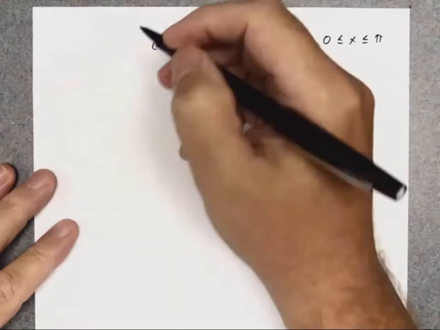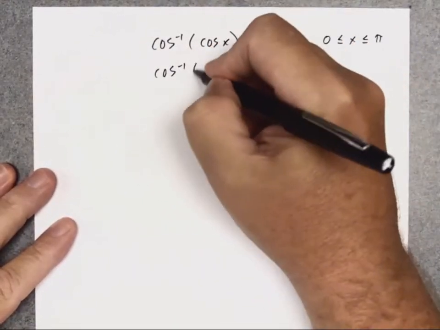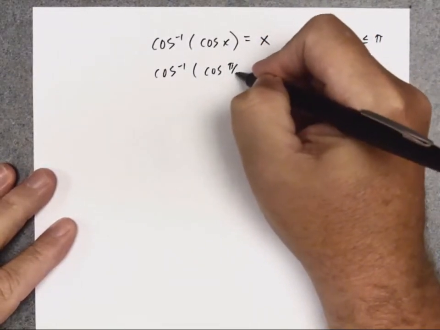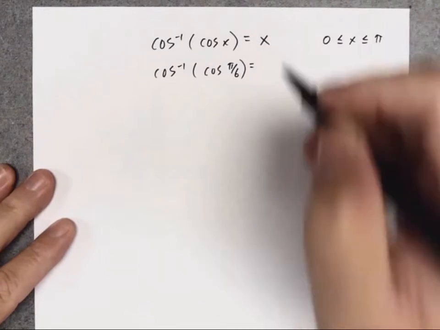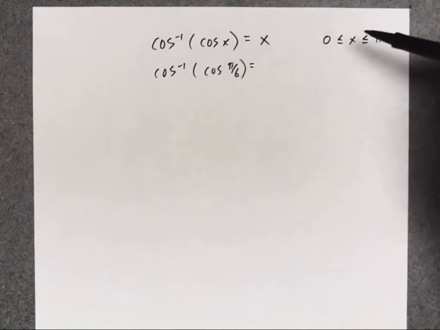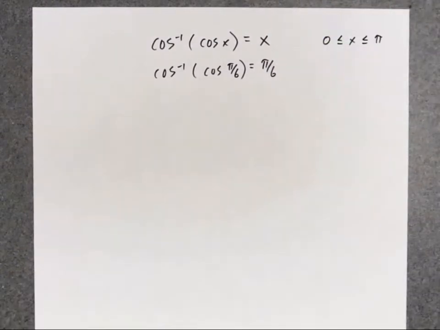So once again, I have the inverse cosine of the cosine of pi over 6. I'm going to cross my fingers and hope the cancellation rule can be used. So I go check my angle. Is pi over 6 between 0 and pi? Yes, it is. So therefore, I can just right away say that is pi over 6.